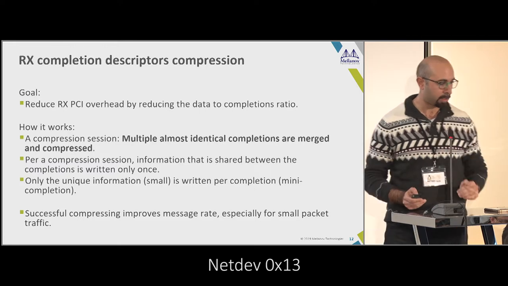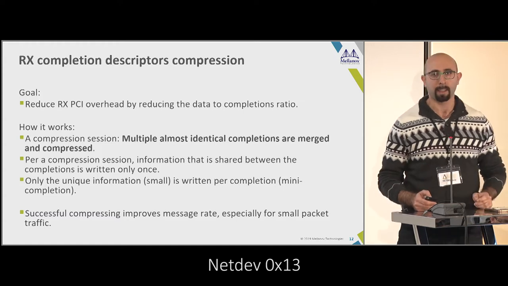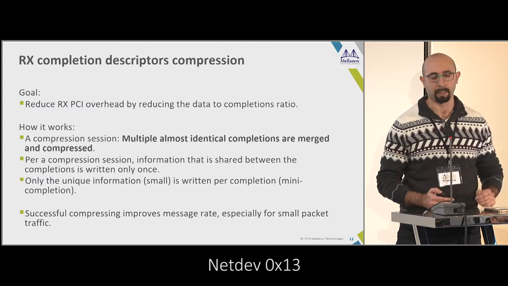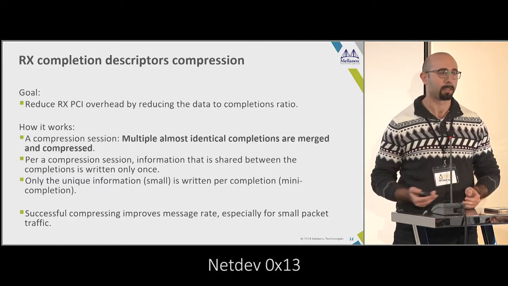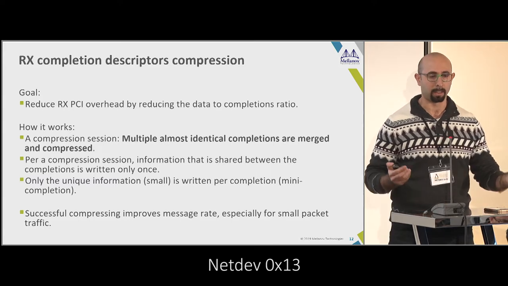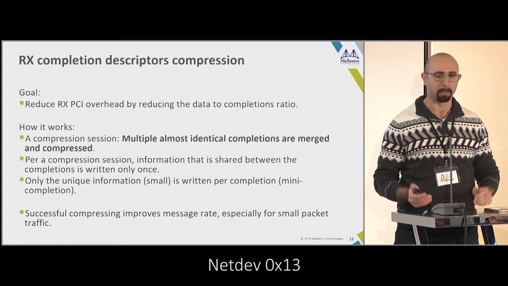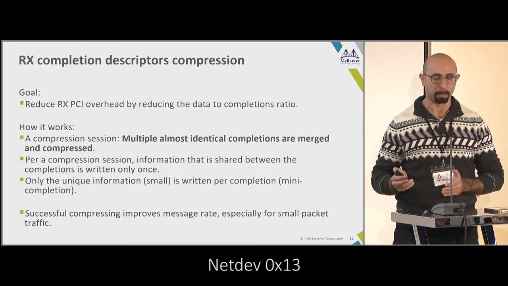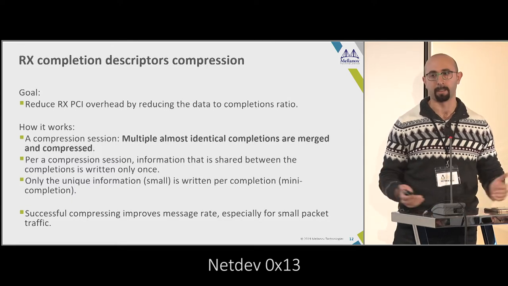So how does it work? Until now we had a fixed size completion for every packet, no matter what the packet size was. This fixed size was 64 bytes. So for small packets, let's say packets of 64 bytes, you actually had a one-to-one ratio over the PCI between your data, your packets, and your completions. And this way, your packet rate is very limited.